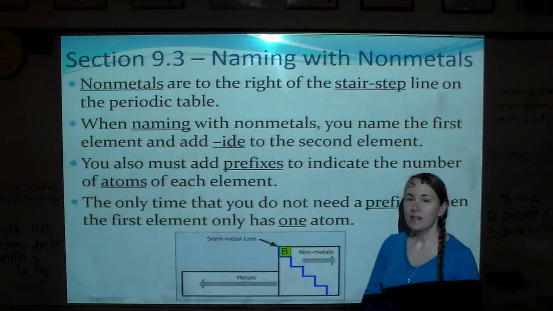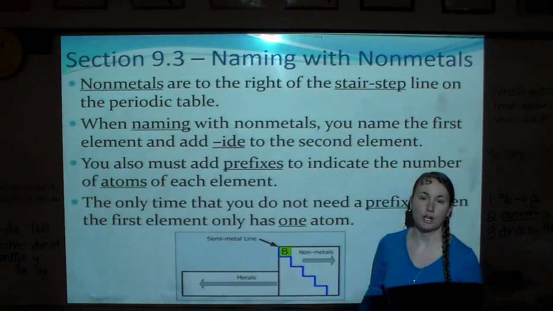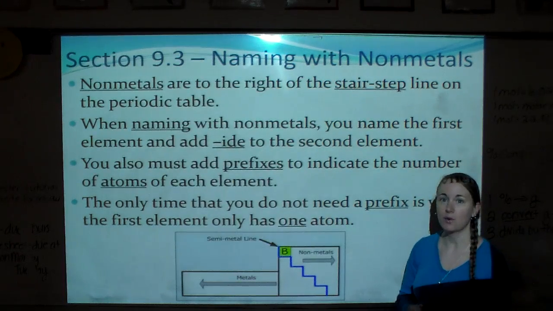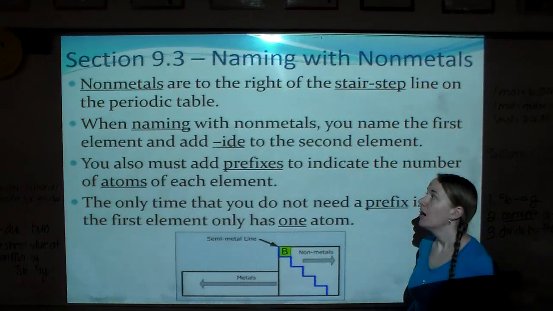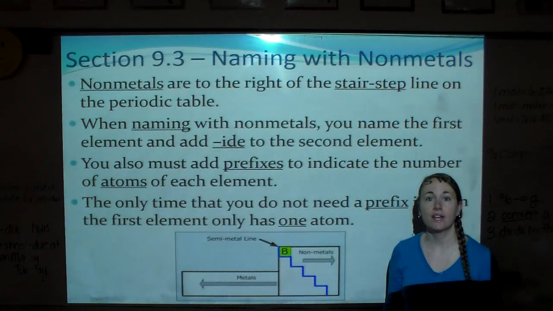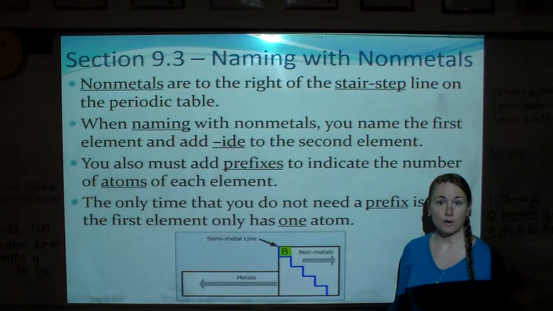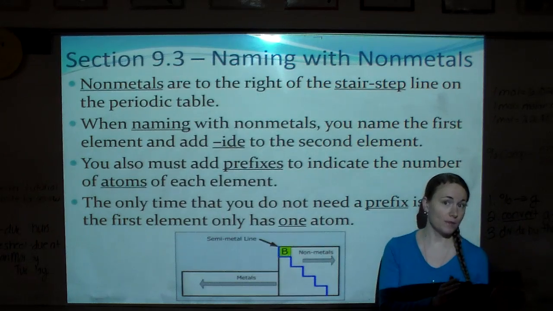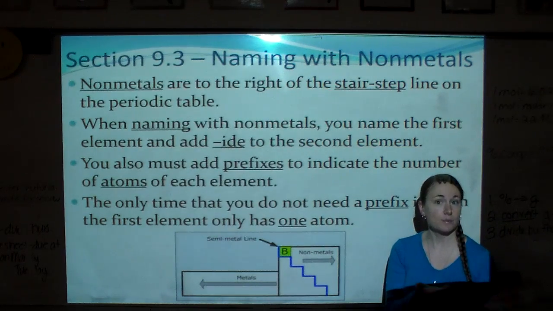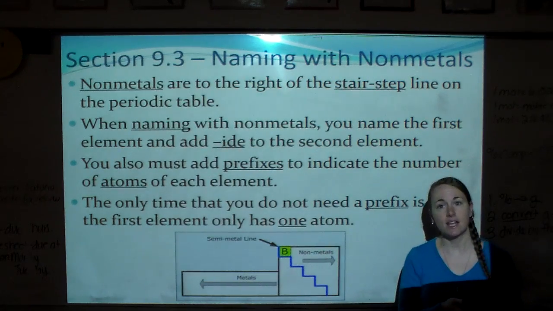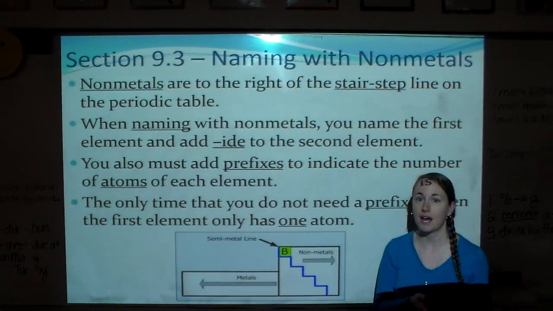Okay, so we've already learned how to name compounds that start with a regular metal. That was where we name the metal, add -ide to the nonmetal unless it's a polyatomic ion. In section 9.2, we learned how to name compounds that start with a transition metal. So remember, that's where we would name the metal, put the Roman numeral for the charge, because transition metals can have more than one charge, and then add -ide to the nonmetal unless, of course, it's a polyatomic ion.